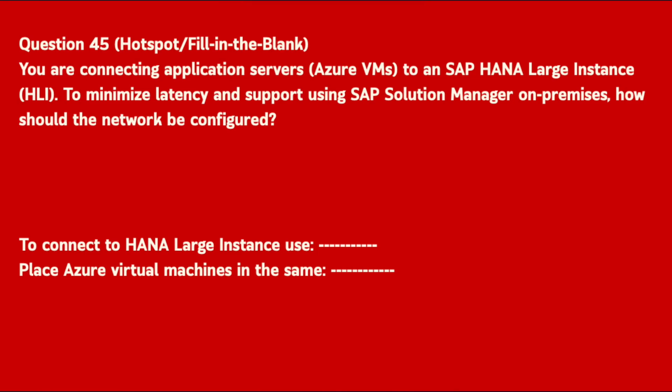Next question. You are connecting application servers, Azure VMs, to an SAP HANA Large Instance, HLI, to minimize latency and support using SAP Solution Manager on premises. How should the network be configured?